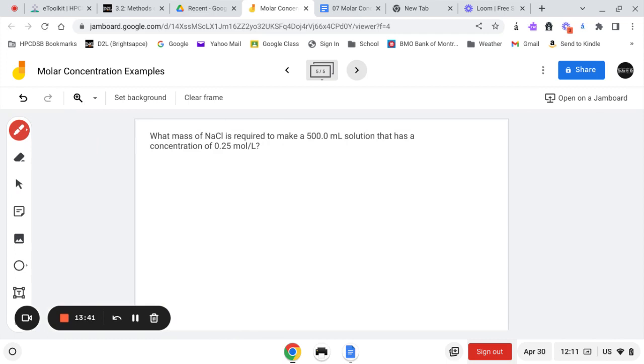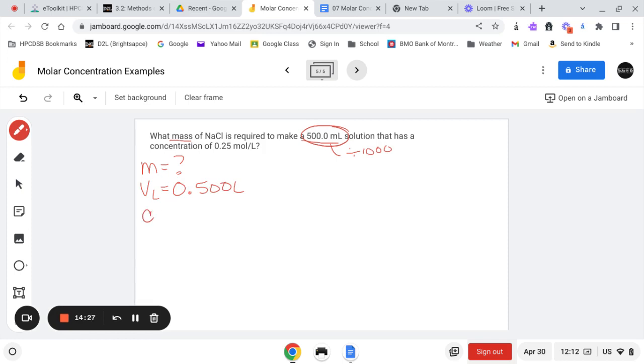All right. Last example that we'll do together. What mass of sodium chloride is required to make a 500 mL solution that has a concentration of 0.25 moles per liter? Okay, so again, we're using molar concentration, but we also need our mole values here as well. And this question is asking for mass, so we need lowercase m to be solved for. We are trying to make a solution that is 500 milliliters, so we need a volume in liters. So we take this and divide by 1,000. And when I do that, I get 0.500 liters.